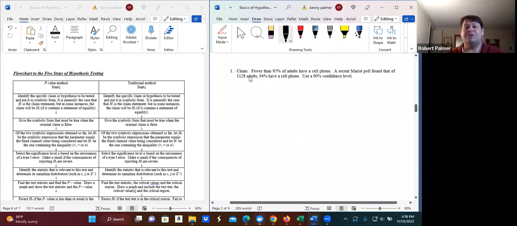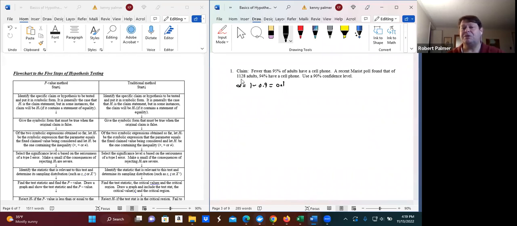Let's say we have a claim: fewer than 95% of adults have a cell phone. A recent Marist poll found that of 1,128 adults, 94% have a cell phone. Use a 90% confidence level. Let's put together a few things we know. We have a 90% confidence level, so our alpha is going to be 1 minus 0.9, which is 0.1. That's going to be our alpha, what we're going to use to compare.